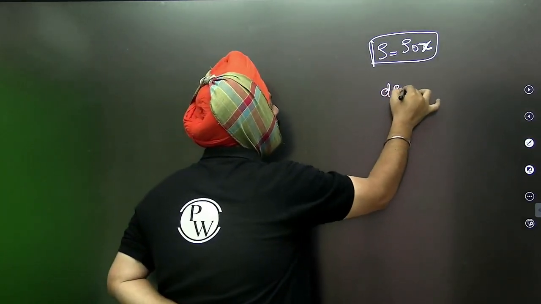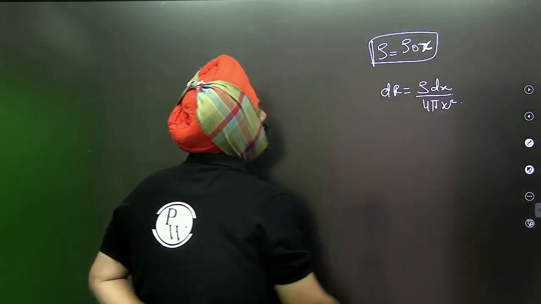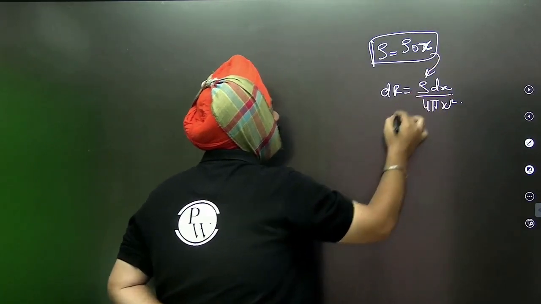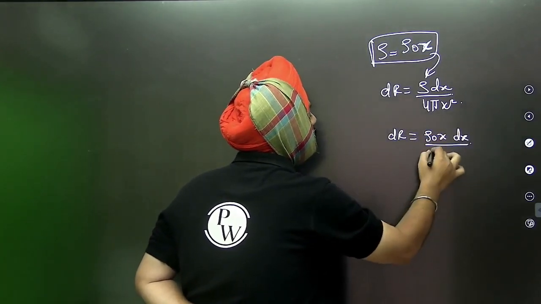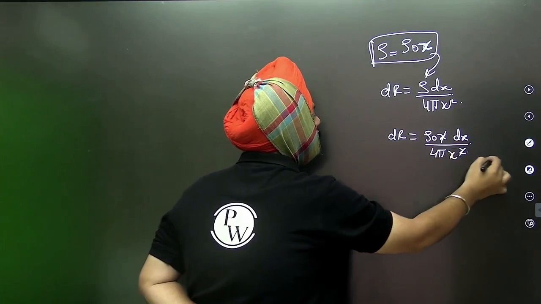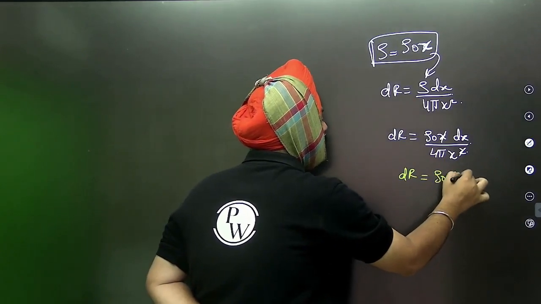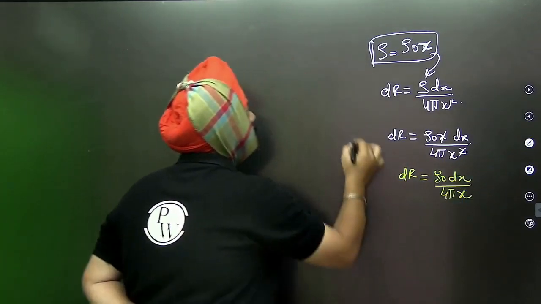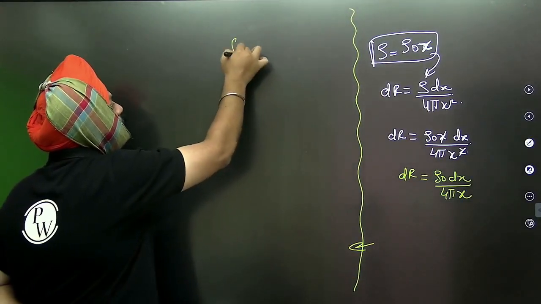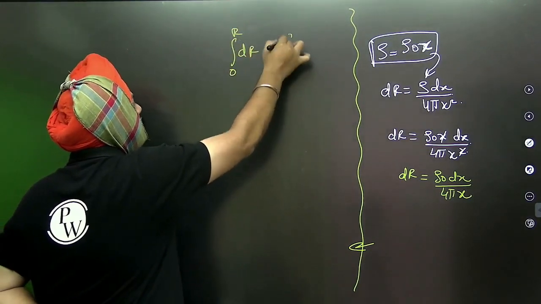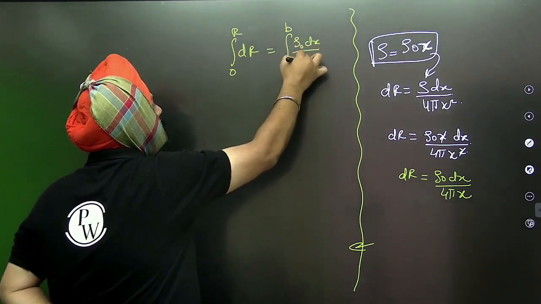Again, same thing, we are going to say dR is equal to rho dx whole divided by 4 pi x square. In this, we are going to replace the value of rho with rho of x. So dR is rho of x into dx whole divided by 4 pi into x square. One x is going to get cancelled. So dR is rho naught dx whole divided by 4 pi x. Now integrating this equation on both sides, let's limit it from 0 to R, and we are limiting from a to b.